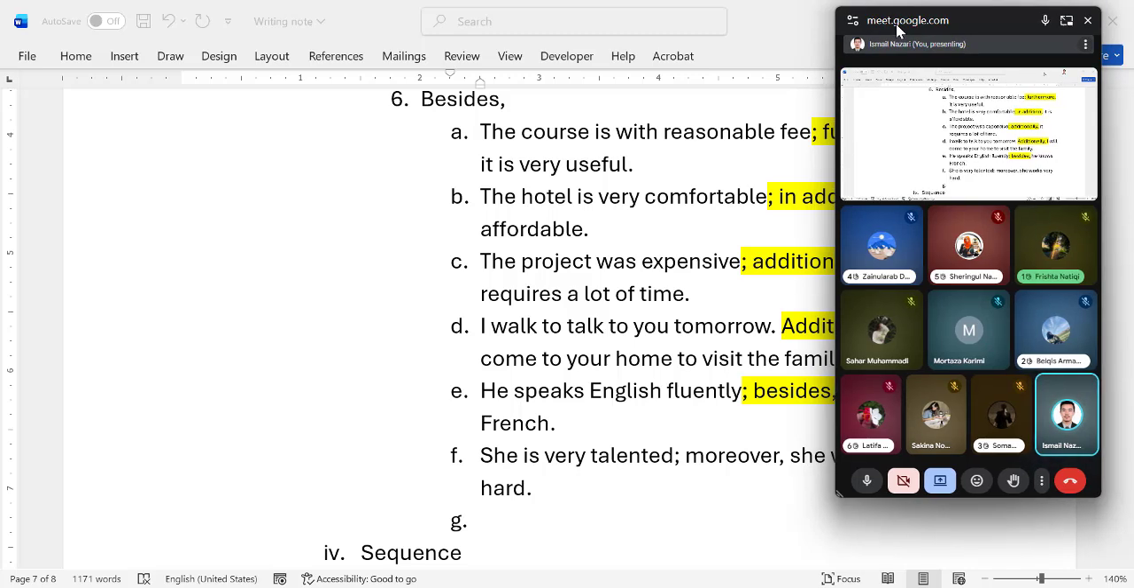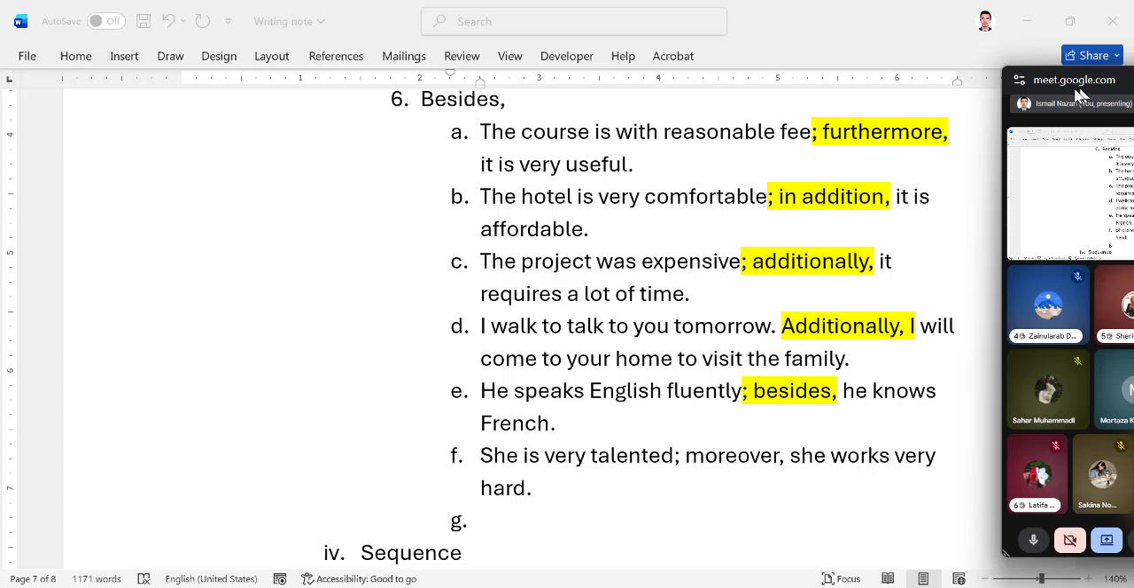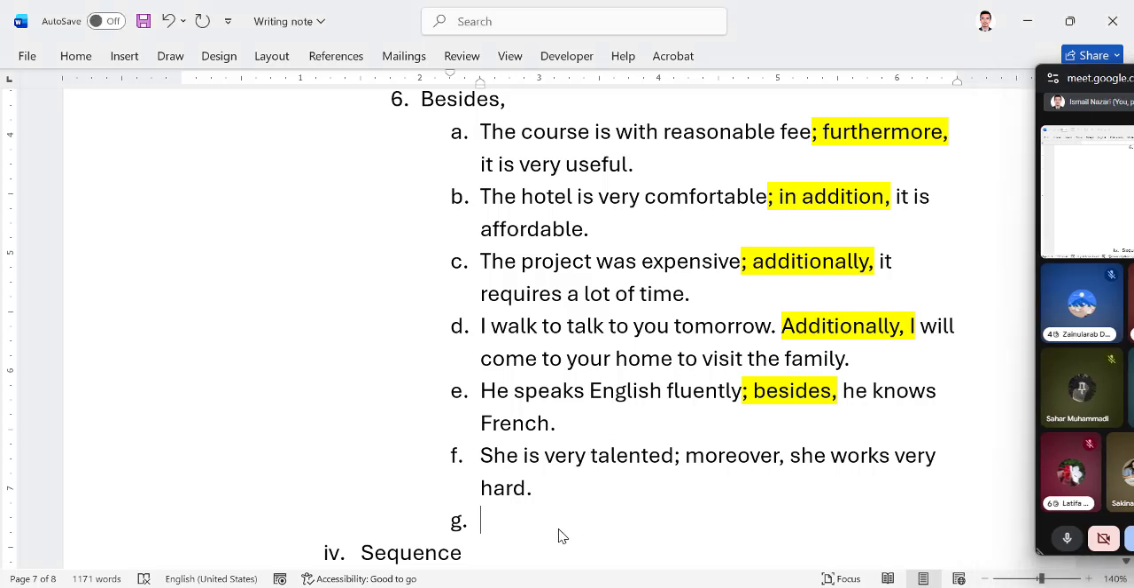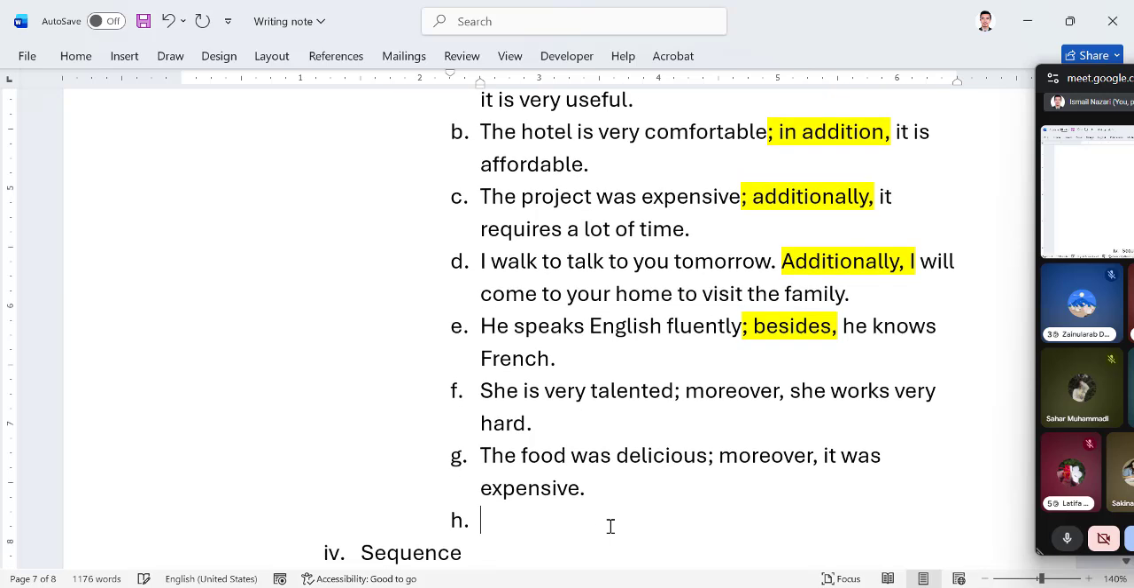Miss Sumaya. Okay, teacher. The food was delicious. Moreover, it was expensive. Then we can put, moreover, it was expensive. Very good. Miss Zainul Arab.